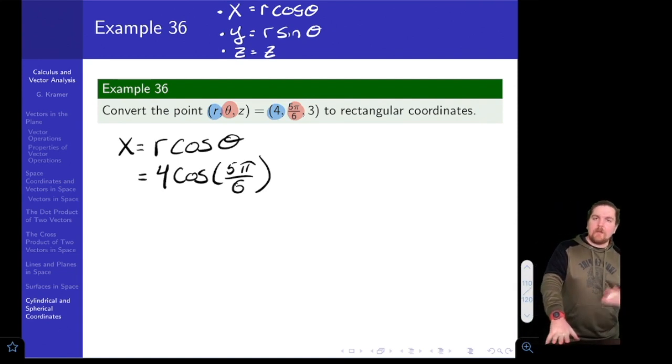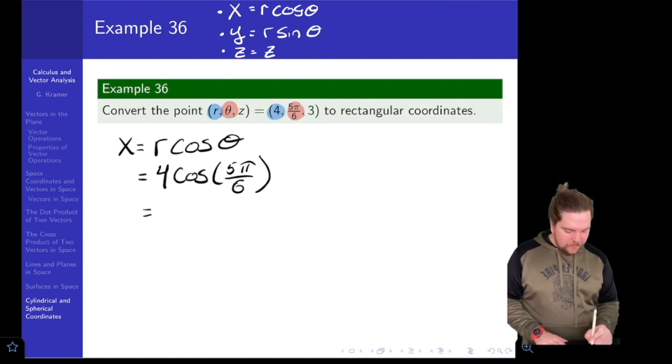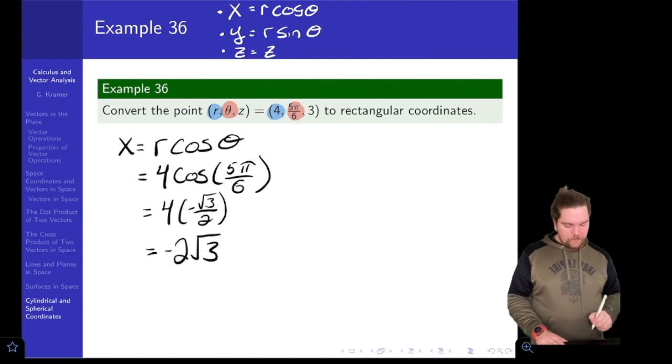And now we just have to think about what cosine of 5 pi over 6 is, but if we think back to the unit circle, we should know that cosine of 5 pi over 6 is going to be negative square root of 3 divided by 2. So cleaning this up a little bit, we'll be left with a negative 2 root 3.